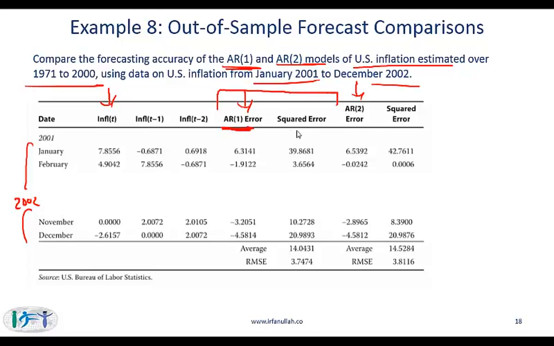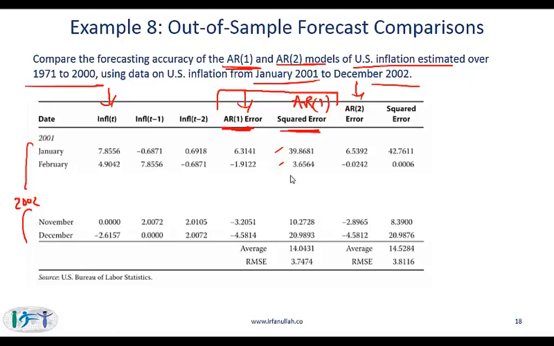So this is the error, then this is the squared error. The squared error for which model? For the AR1 model. So we compute all the squared errors. And why are we squaring? Because if we don't square, then the plus and minus will cancel each other out and we won't have a meaningful result. So obviously we square.